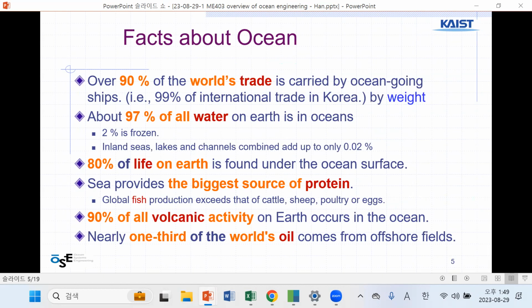Once again, trade. World's trade is carried by ocean-going ships. And more for Korea, because South Korea is something like an island now. No land-based transportation northbound. But this one is for weight, not price. So 90% is for weight.